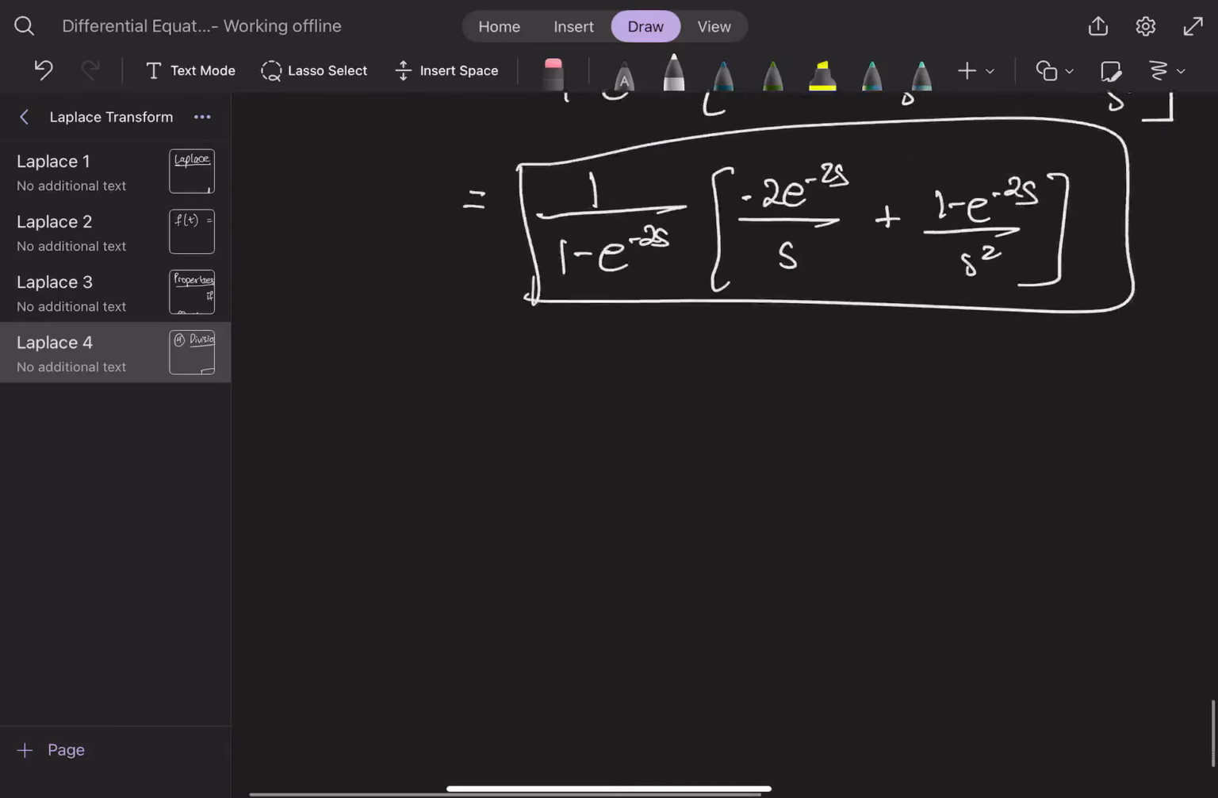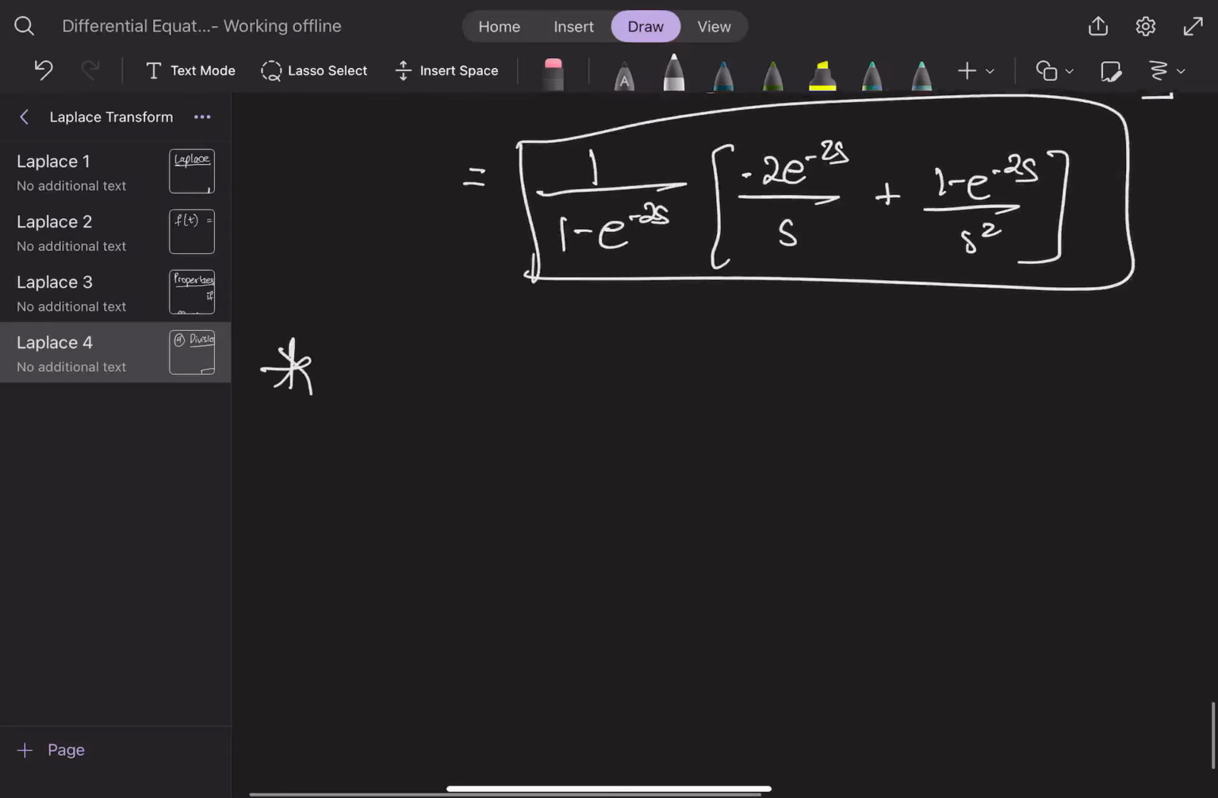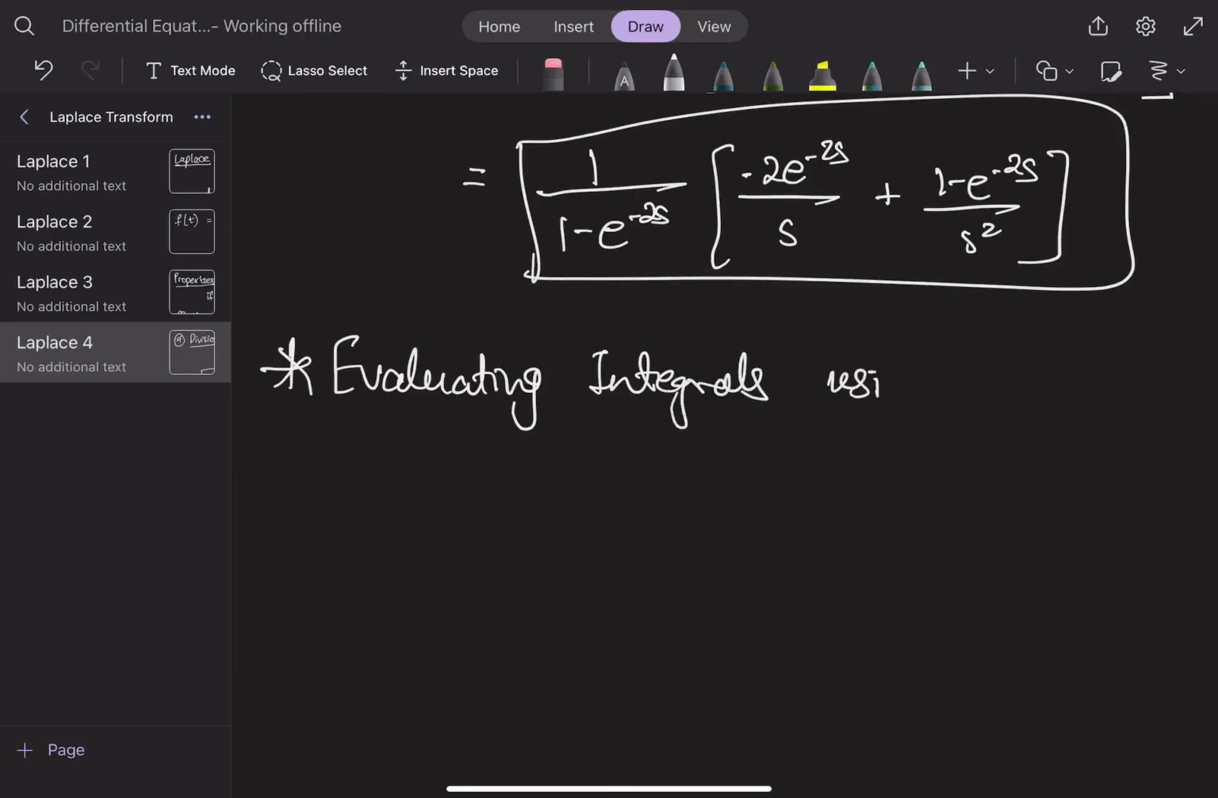Now you have this one topic that is called evaluating integrals using Laplace.